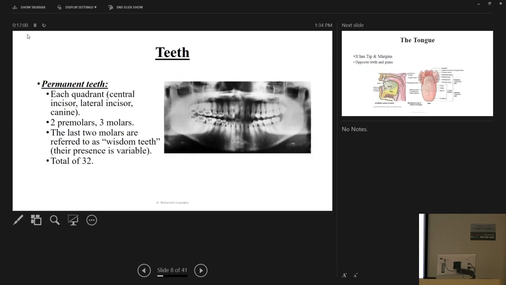Now, when it comes to the permanent teeth, each quadrant has a central incisor, a lateral incisor, and then a canine, and then 2 premolars, and then the molar teeth. So the total is going to be 32.